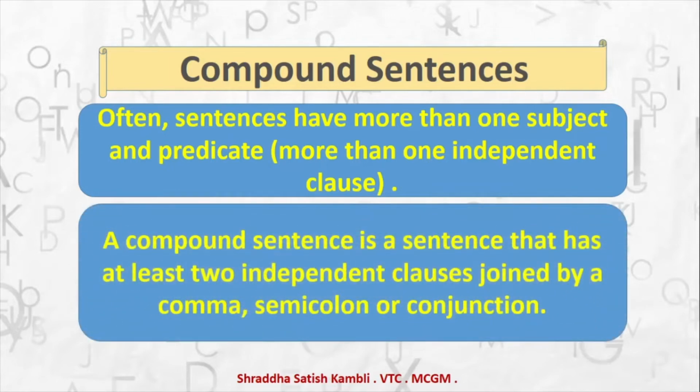Now, a compound sentence is a sentence that has at least two independent clauses joined by a comma, a semicolon, or a conjunction. So we have two simple sentences within a sentence. It could be more than two also. And these two or more simple sentences are joined together. How? By using a comma, a semicolon, or a conjunction. They have to be joined in some way or the other. So that is the meaning of a compound sentence.